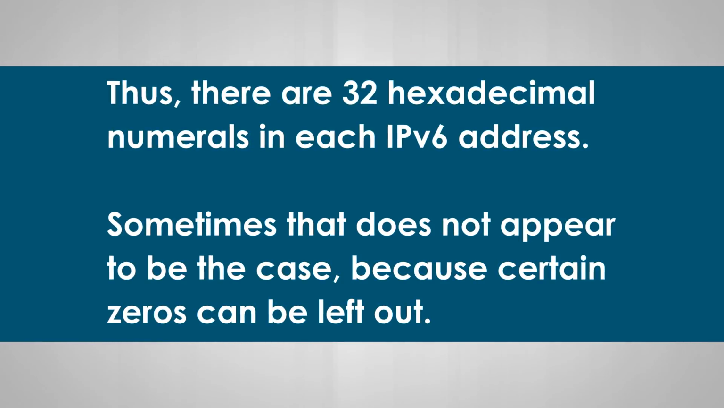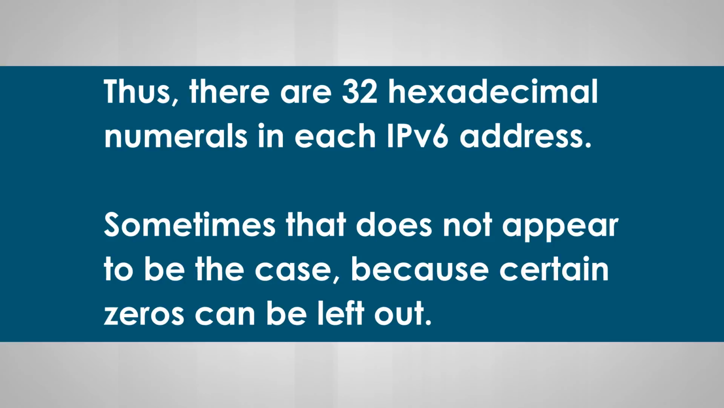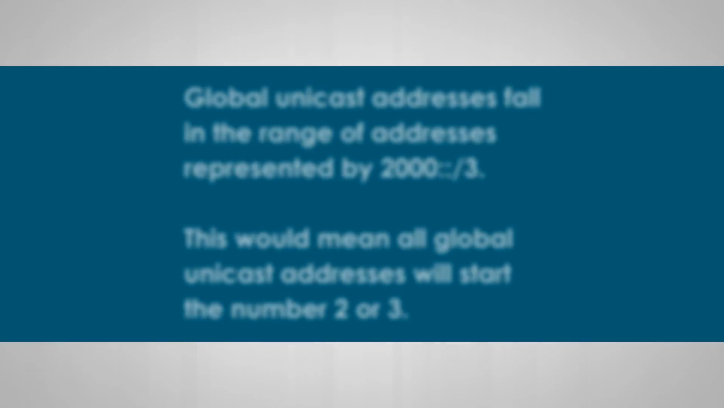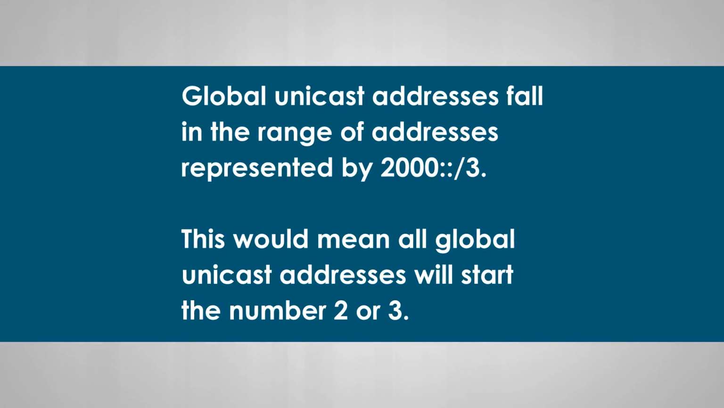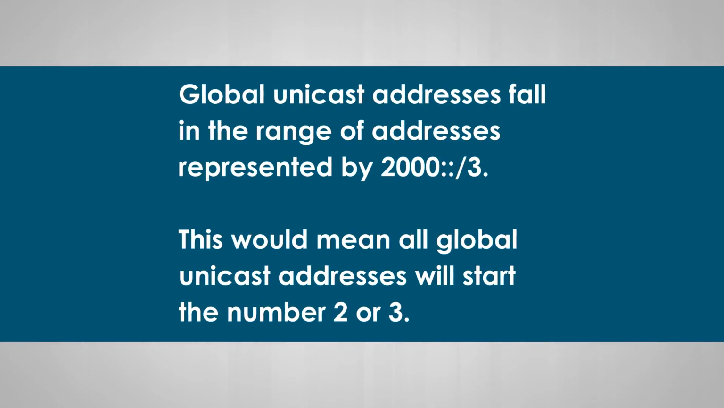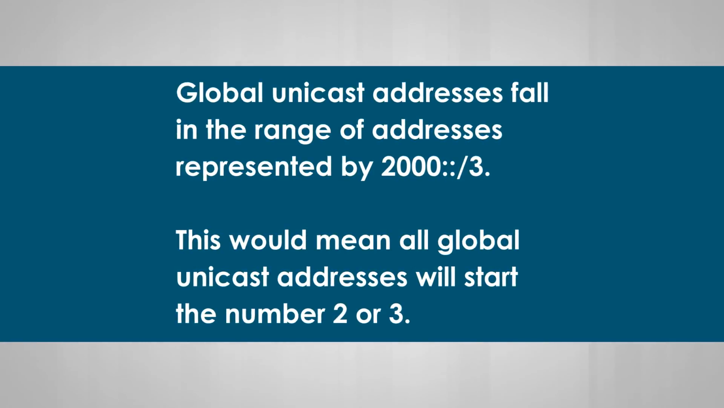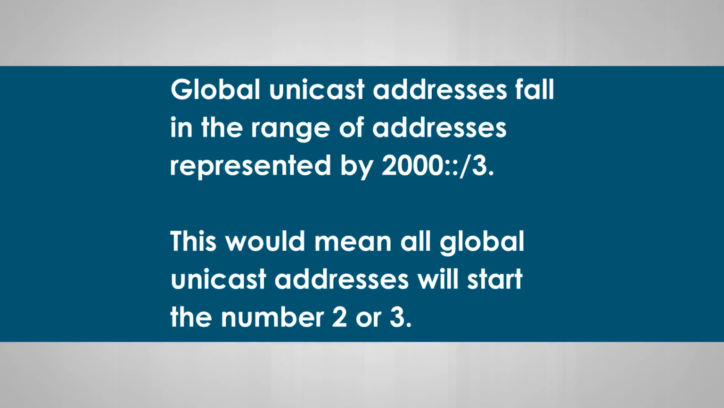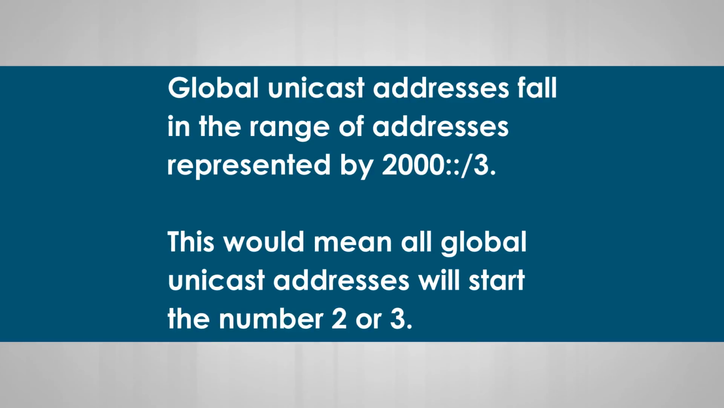Sometimes that doesn't appear to be the case, because certain zeros can be left out. This will be discussed later in this video series. Currently, global unicast addresses fall in a range of addresses, represented by 2000::/3. This would mean all global unicast addresses will start with the number 2 or 3.